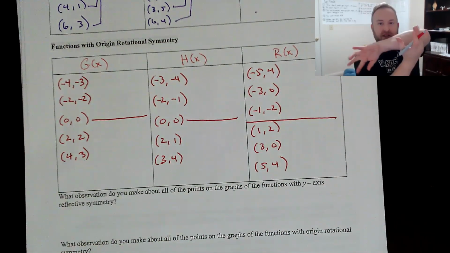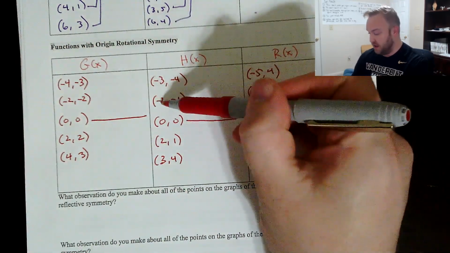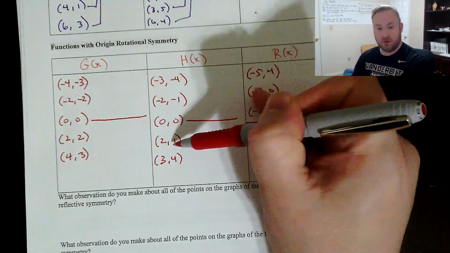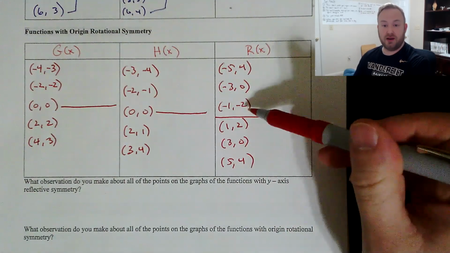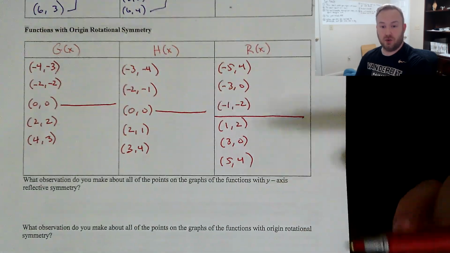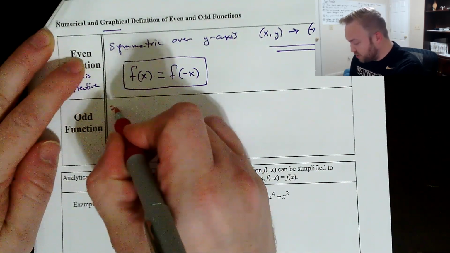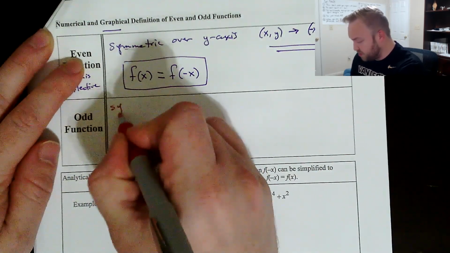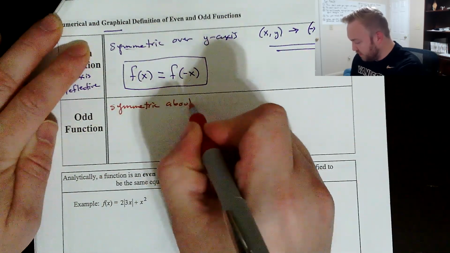And that's what gives us that 180-degree rotational symmetry. It's the same thing here, -2, 2, -1, 1, -3, 3, -4, 4. It's the same thing over here. The -1 changes to a +1, the -2 changes to a +2. These are what we call odd functions, and they are symmetric about the origin.